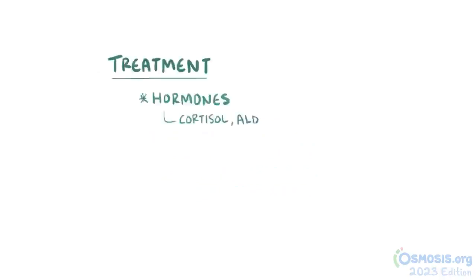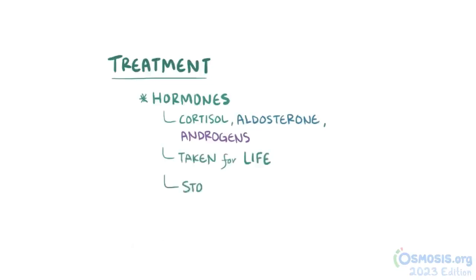Usually, individuals with primary adrenal insufficiency are treated with hormones to make up for the lack of cortisol, aldosterone, and androgens. They typically have to be taken for the rest of an individual's life, and stopping the hormone replacements can lead to Addisonian crisis.